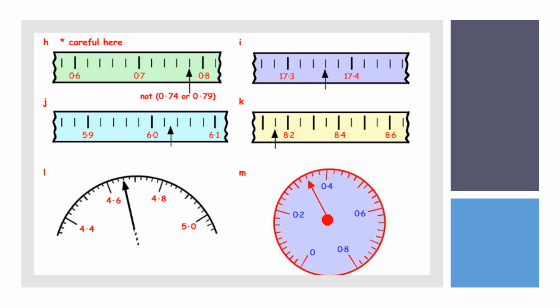L and M, it's the same as the last time. If you notice, the arrow is between 4.6 and 4.8. And it's between 0.2 and 0.4. So L and M are a little bit trickier. K, I'm still going to say, is the hardest. Okay, if you've got any questions, get back to me.